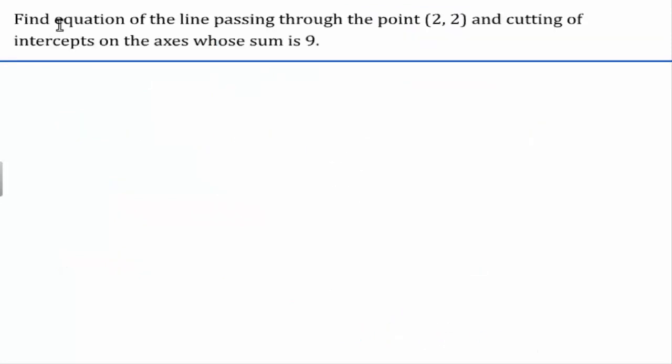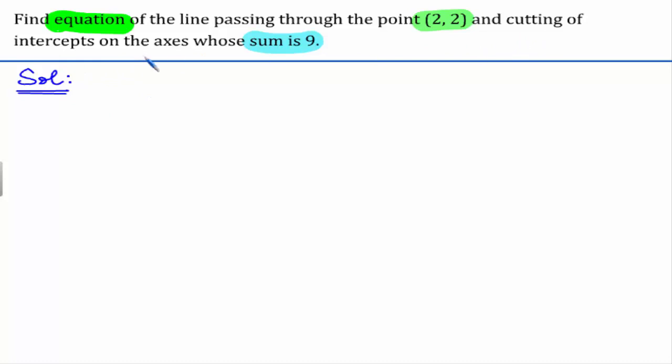In this question, we have to find out the equation of a line which is passing through the point (2, 2) and cutting the intercepts on the coordinate axes whose sum is 9. This is a very important problem. Let us see the solution for this.